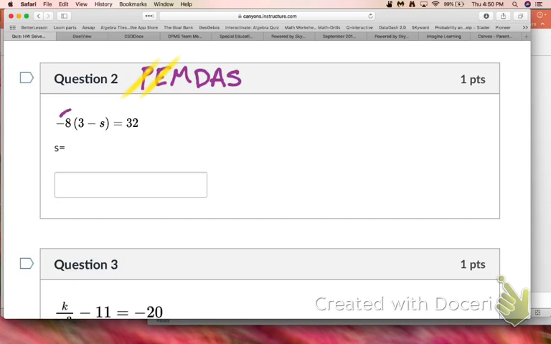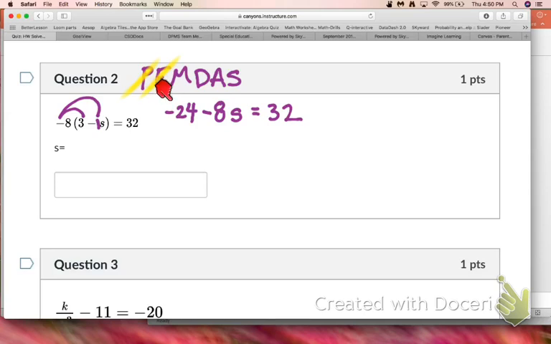So I will do that really quickly. I have -8 times 3, that's -24. -8 times -1s gives me 8s. And then we didn't do anything with the other side because the parentheses end and the equal sign happens, so it's just 32. So now I can go through and solve it like before, and I can deal with this subtraction.